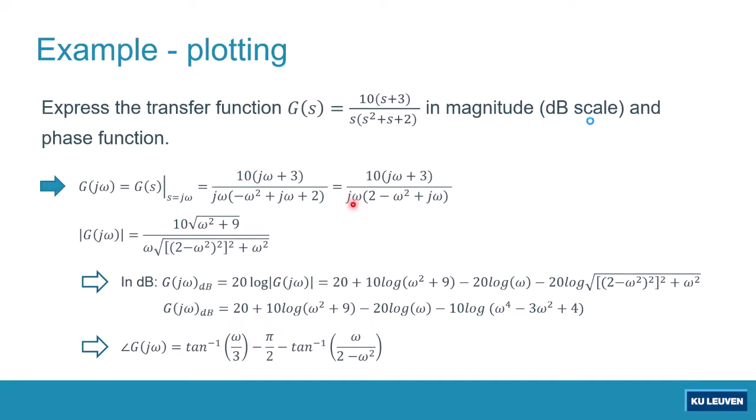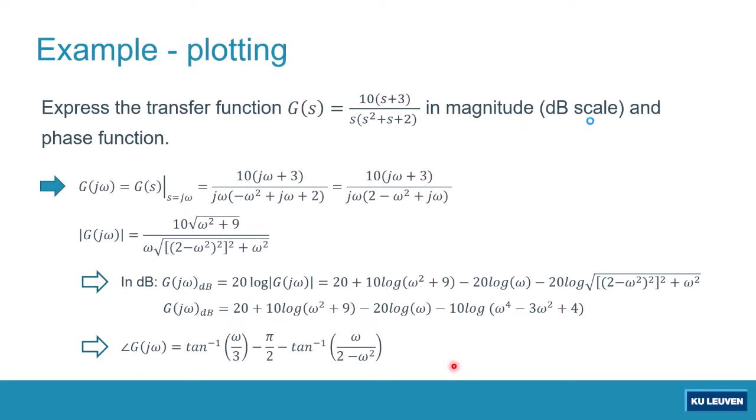Remember again, the angle of a complex number is equal to the inverse tangent of the imaginary part divided by the real part. This term doesn't have a real part, so it will be equal to the inverse tangent of omega over 0. At the end, it will be equal to 90 degrees minus the angle of this term, which is the inverse tangent of imaginary part divided by real part. So this will be the expression of the angle of my G(j omega).